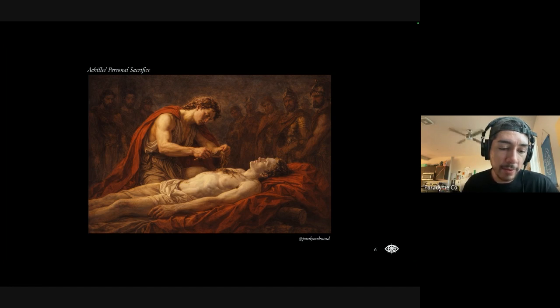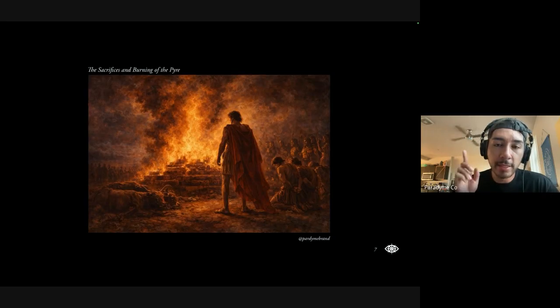The pyre is lit, the flames rise, consuming everything placed upon it. Death is no longer quiet, it becomes a spectacle and statement. And actually, that was the image for the sacrifices of the dead and the burning of the pyre.